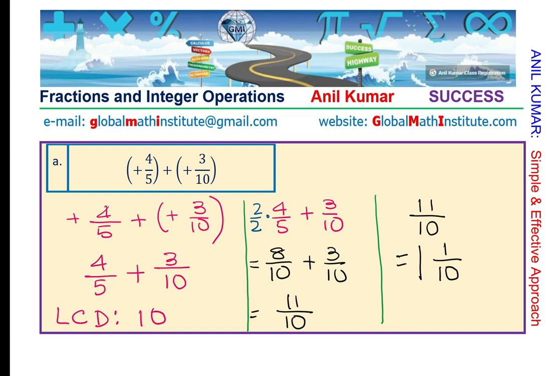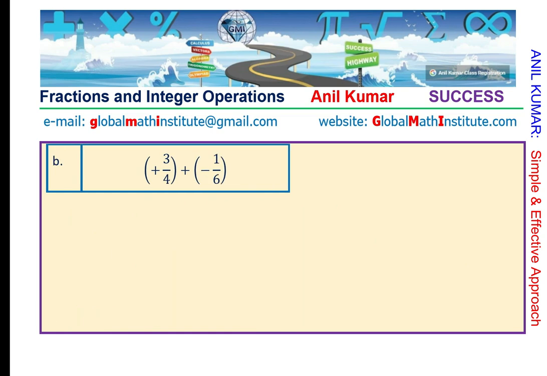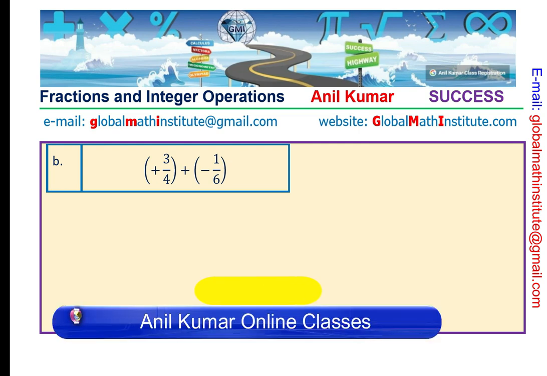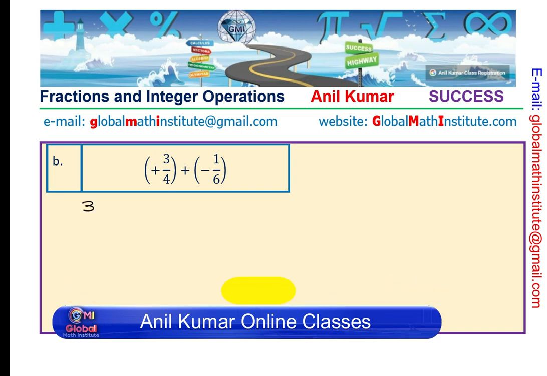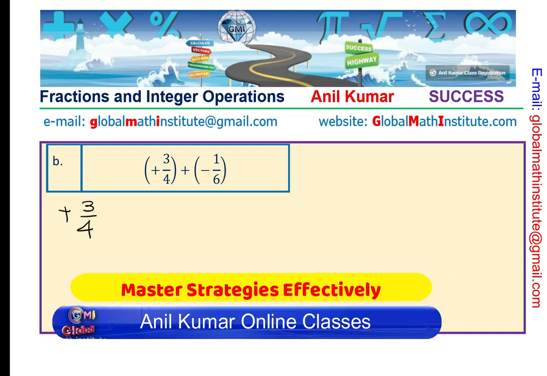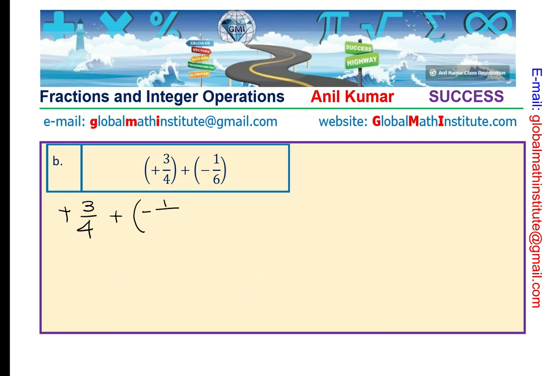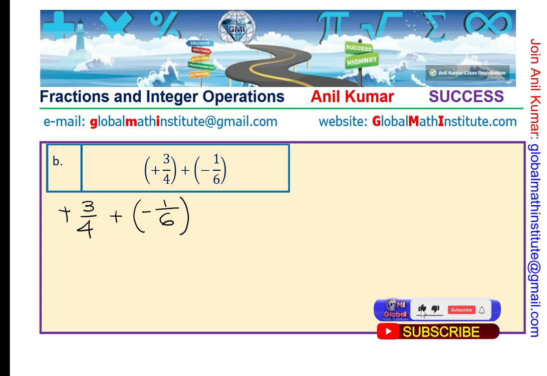Now let's explore more and look into what happens when the signs are involved. So this time we have plus 3 by 4 plus minus 1 over 6. Okay, so we have a fraction 3 by 4 with a positive sign. We have to add another fraction with a negative sign, minus 1 over 6. Now, minus 1 over 6 is relatively small as compared to 3 over 4. So we expect a positive answer, right?